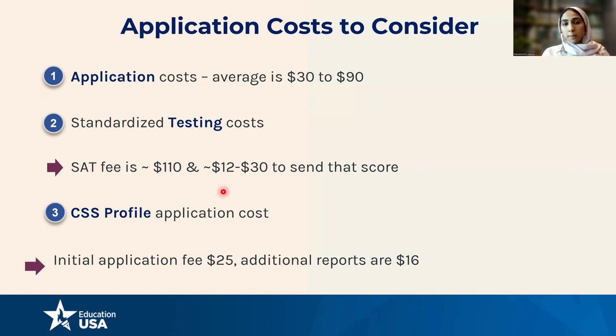So when it comes to the Common App, however, you can get a fee waiver, and if you want a fee waiver for your Common App, you can speak to your college counselors about it. The CSS profile that we will be discussing in detail today, that also has an application cost. So the initial application fee for the CSS profile is $25. Then you have additional reports that you can send. Those are $16. So again, keep all of these costs in mind when you are thinking of applying.